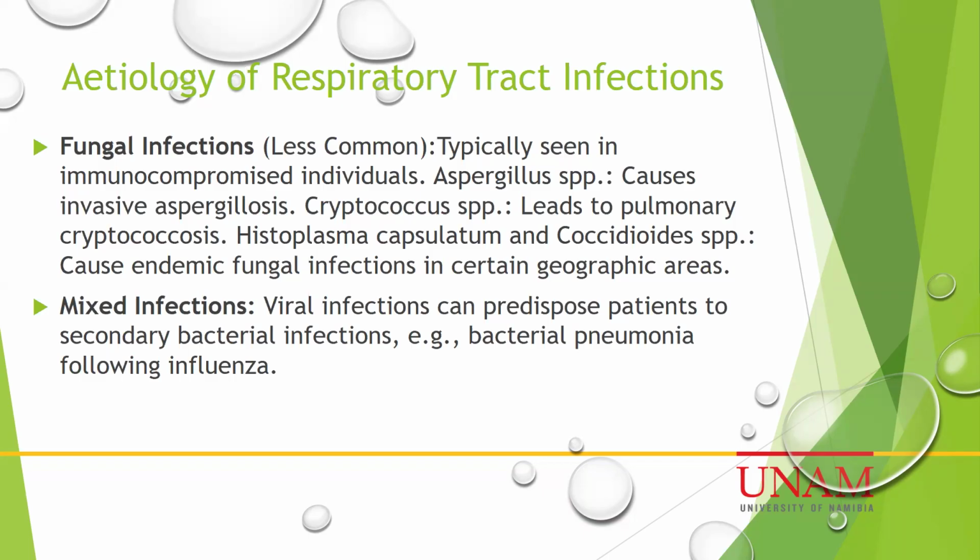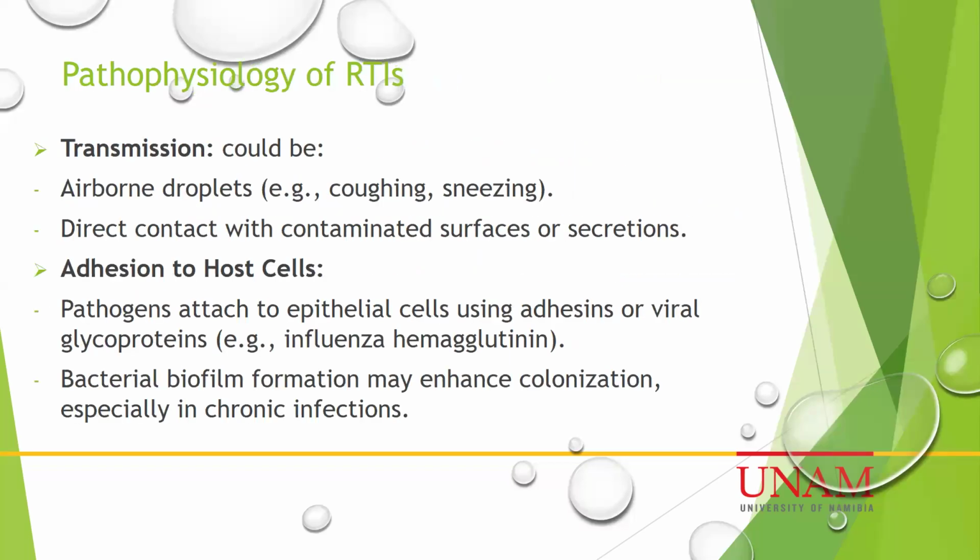We have Histoplasma capsulatum and Coccidioides species. These are causes of endemic fungal infections in certain geographical areas. Sometimes we have mixed infections, where viral infections can predispose patients to secondary bacterial infections. For instance, influenza virus may be superimposed with bacterial pneumonia. All right, so these are some of the etiology.